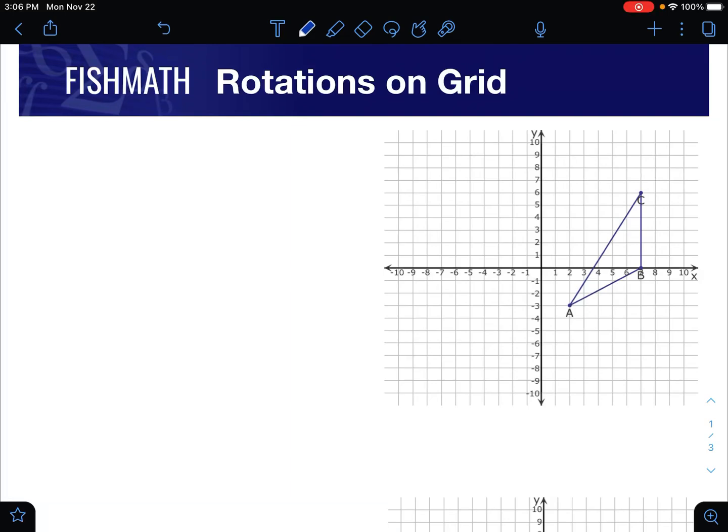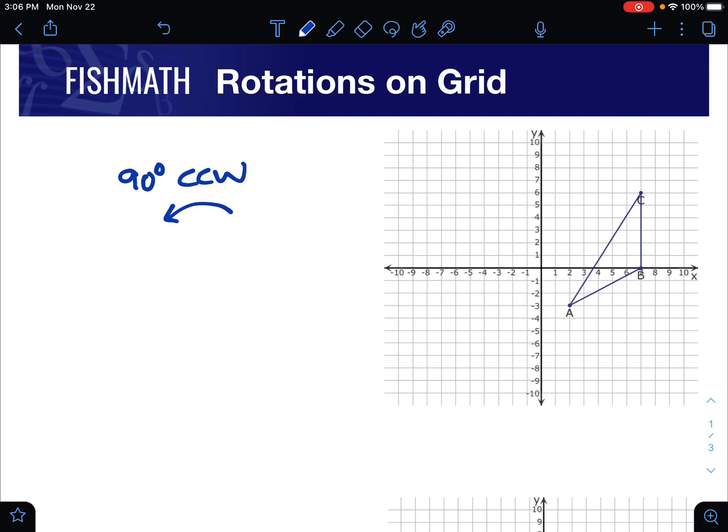We're going to look at how to do rotations on the coordinate grid. So the first shape I have here is a triangle, ABC. And we're going to rotate this one 90 degrees counterclockwise. So that means to the left, as if you're turning a steering wheel. That's counterclockwise. Steering wheel to the right would be clockwise. That's the way the clock goes.